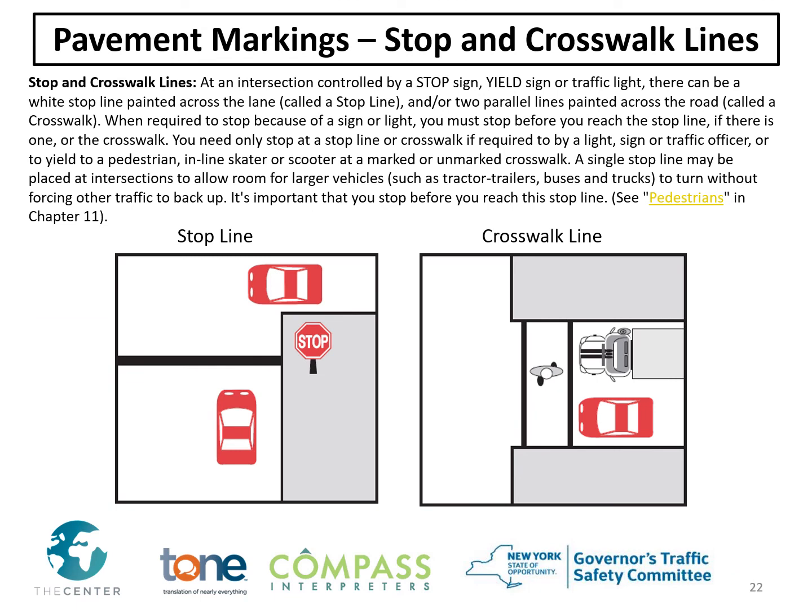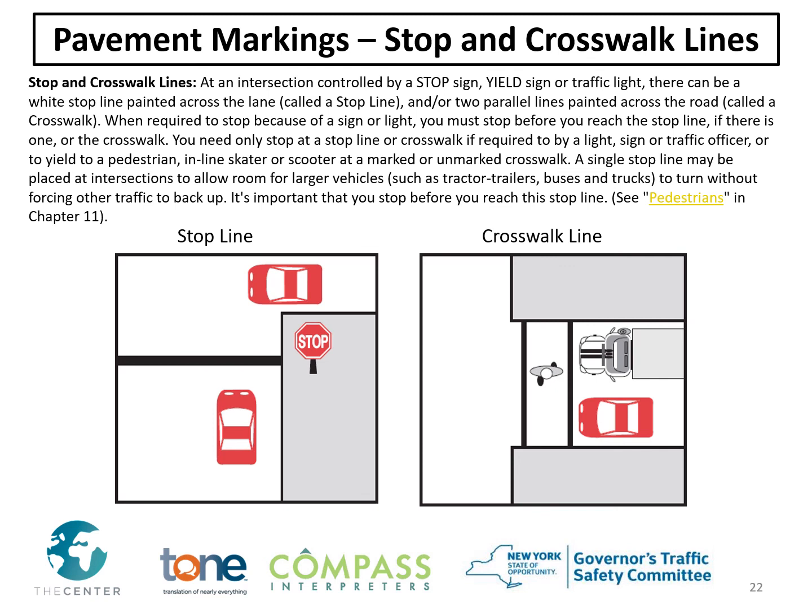Pavement markings. Stop and crosswalk lines. At an intersection controlled by a stop sign, yield sign, or traffic light, there can be a white stop line painted across the lane, called a stop line, and or two parallel lines painted across the road, called a crosswalk. When required to stop because of a sign or light, you must stop before you reach the stop line, if there is one, or the crosswalk.